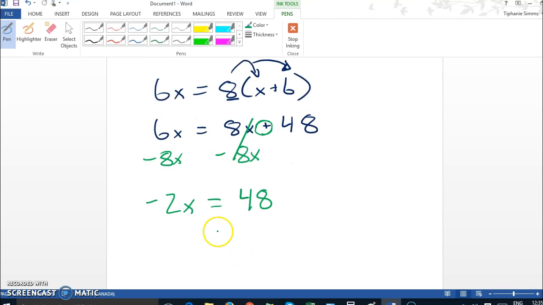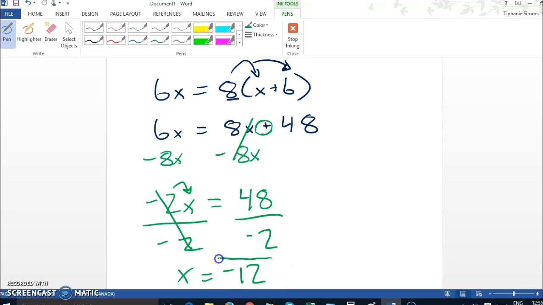And now what I'll do is I'll just divide both sides by negative 2. And again, negative 2 is being multiplied by x, so I'm going to do the opposite of that. Negative 2 divided by negative 2 is gone, and x is going to equal negative 12. Okay, so there it is.